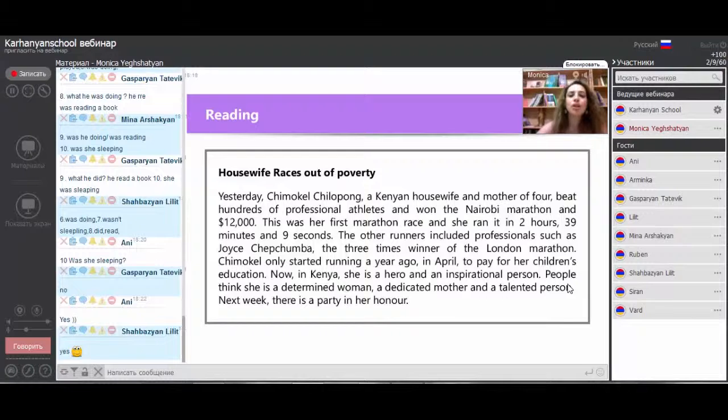Now, I want you to read this article. It's about a housewife in Kenya, a housewife raised out of poverty. I want you to read this text, then we will have a listening part for this text and then we will answer the questions. Okay, are you ready? It's a very interesting text. Please, let's start.